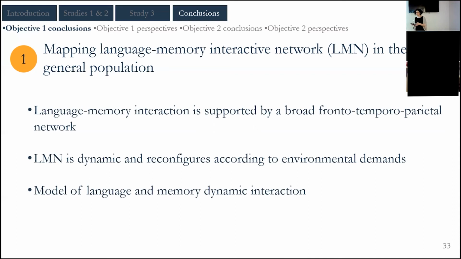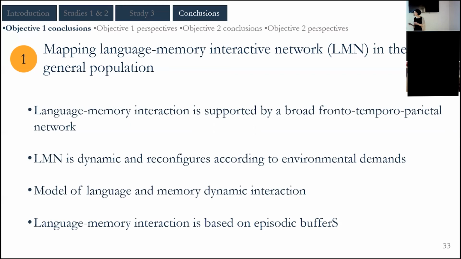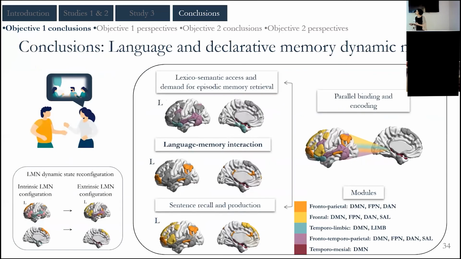And based on our results, we propose a model of language and memory dynamic interaction, where we believe that the interaction is happening on the level of episodic buffers. Now, there are of course different models of language memory interaction, such as Ullman's model or Hagoort's model. However, those models either focus on a specific language process or don't include the whole declarative system. So in our model, we used the results from our network analysis and situated them within other models of language and memory and other theories.